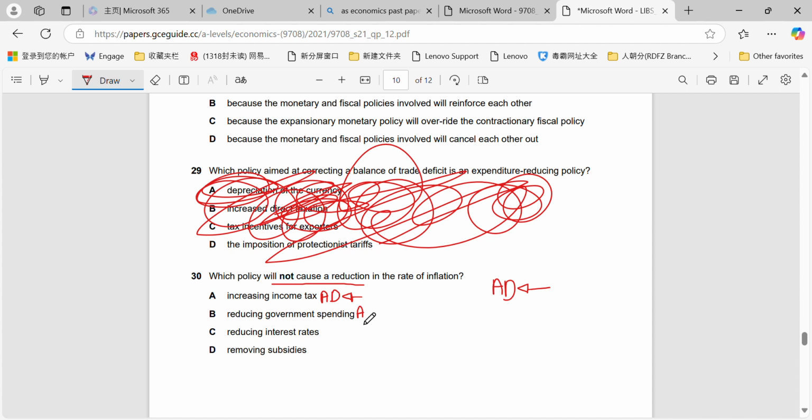Reducing government spending is also a contractionary fiscal policy designed to move AD to the left, will also help with reducing inflation. Reducing interest rates, however, is an expansionary monetary policy designed to move aggregate demand to the right, and therefore may increase the rate of inflation, not decrease the rate of inflation. And finally, removing subsidies, well, that depends. Are they industry-wide? Are they something that will affect aggregate demand and aggregate supply, or are they something that will only affect the microeconomic side of the economy? And if so, then it's unlikely to have an effect.